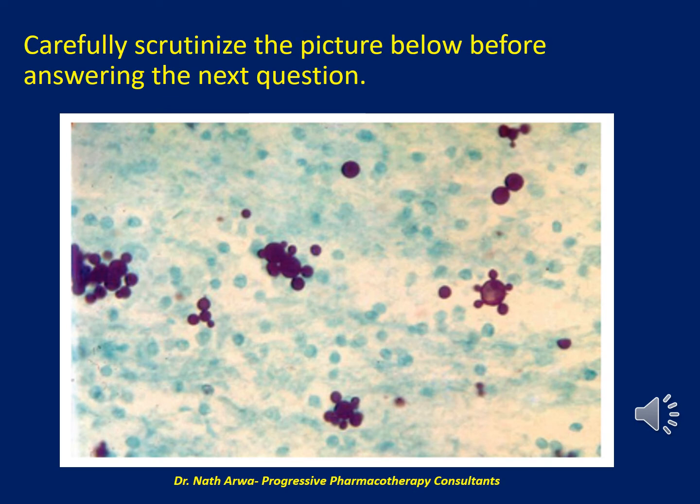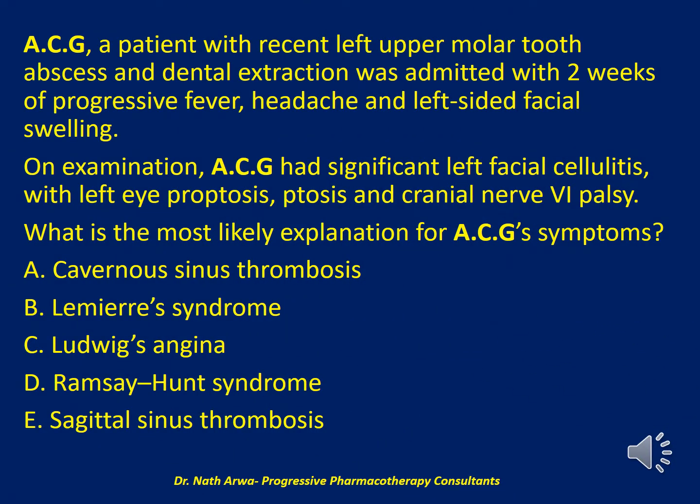Pause the video and carefully scrutinize the picture below before answering the next question. ACG, a patient with recent left upper molar tooth abscess and dental extraction was admitted with 2 weeks of progressive fever, headache and left-sided facial swelling. On examination, ACG had significant left facial cellulitis, with left eye proptosis, ptosis and cranial nerve 6 palsy. So my question to you is, what is the most likely explanation for ACG's symptoms?